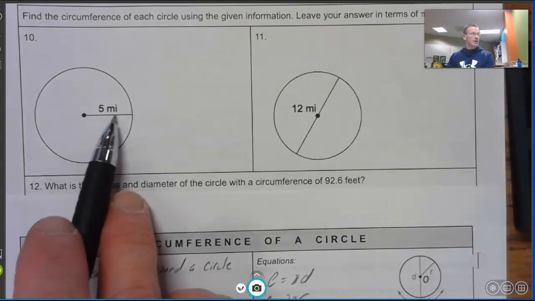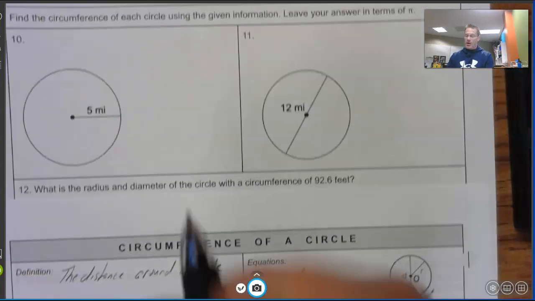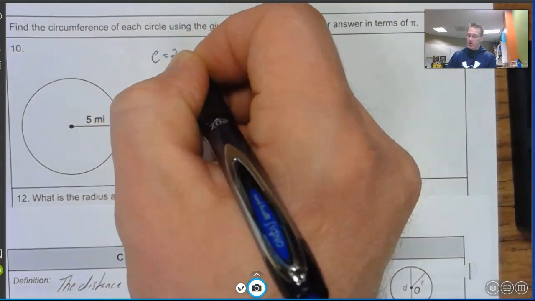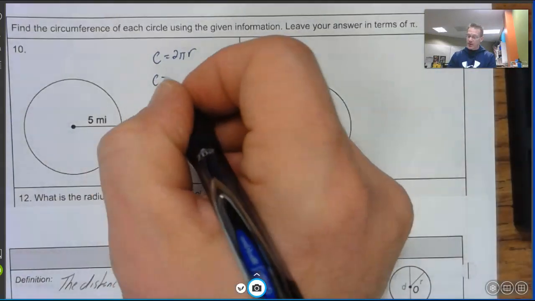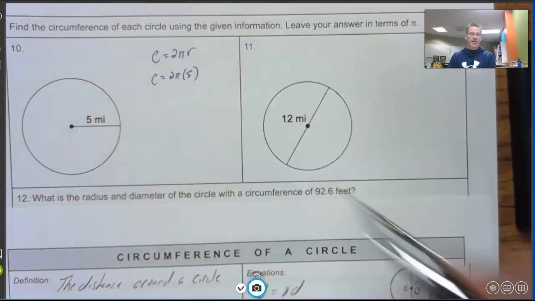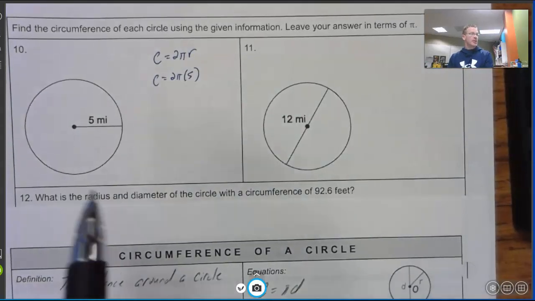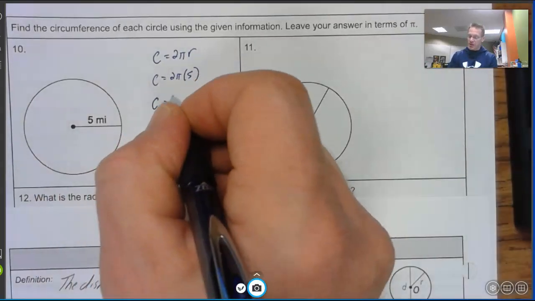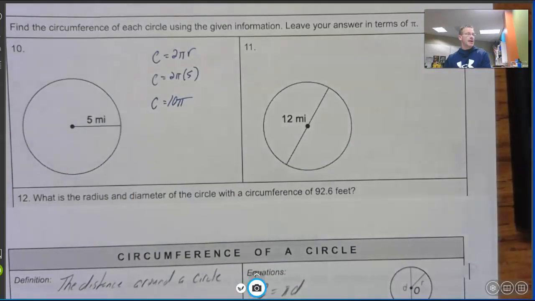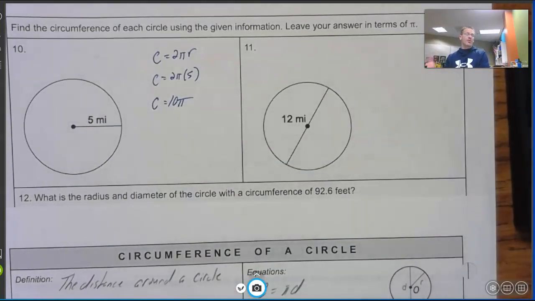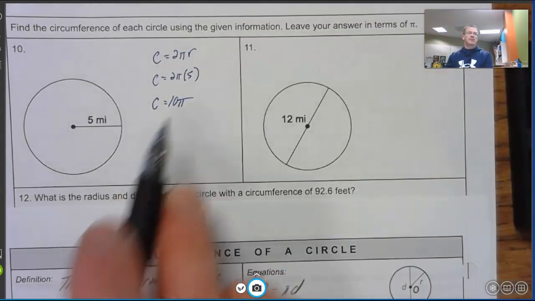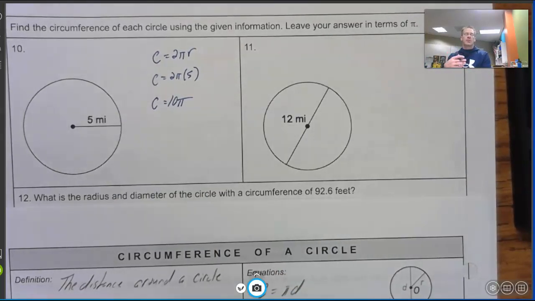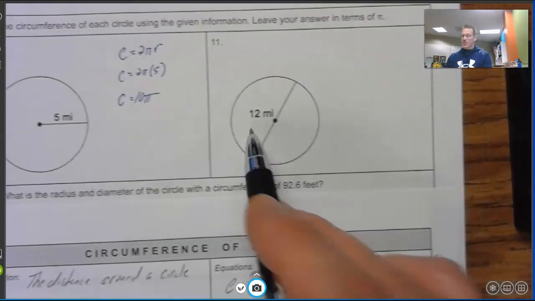Notice I'm given the radius, so I'm going to want to use 2 pi r. So C equals 2 pi r. I know r is 5, so that's just 2 pi times 5. Notice this is all multiplication, so 2 times 5 is 10. This means my answer is just 10 pi. If pi is about 3.14, then 10 times 3 point something is a little bit more than 30. But this is an exact answer, so we leave pi as an exact answer like we have root 3 or root 4 or root 5, something like that.